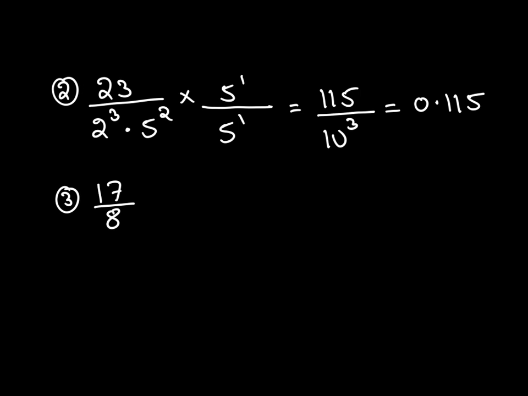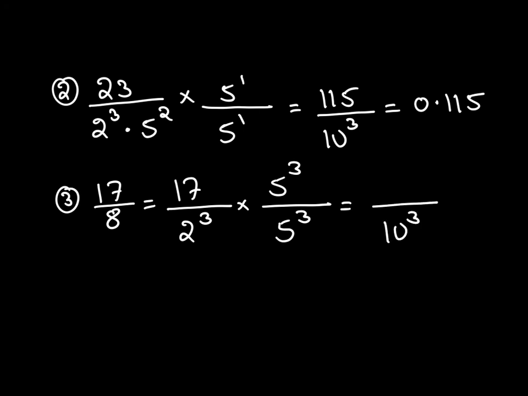Let's try this. 17 over 8. Express this as a terminating decimal. The prime factorization of 8 is 2 to the power 3, and 17 as it is. Now I need to make the denominator a power of 10. In order to do that, I multiply and divide by 5 to the power 3, numerator and denominator. So now the denominator is 10 to the power 3, and 17 times 5 to the power 3 is 2125. So now it can easily be expressed in decimal as 2.125.